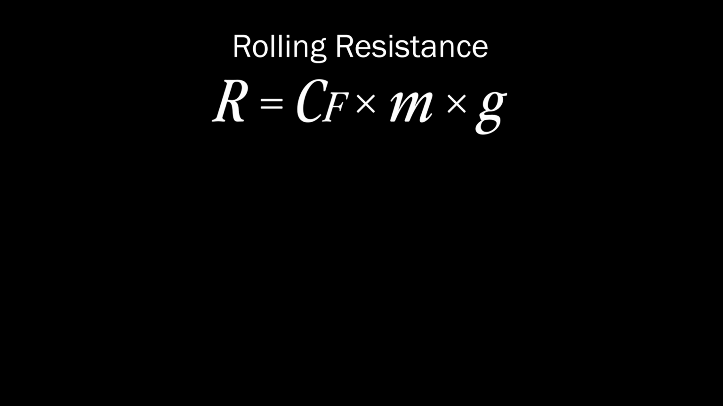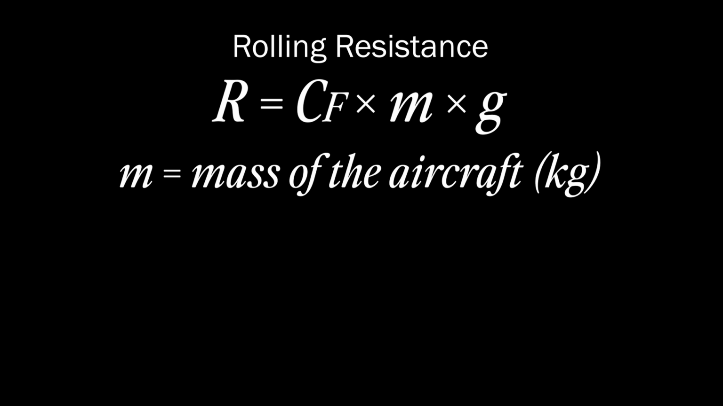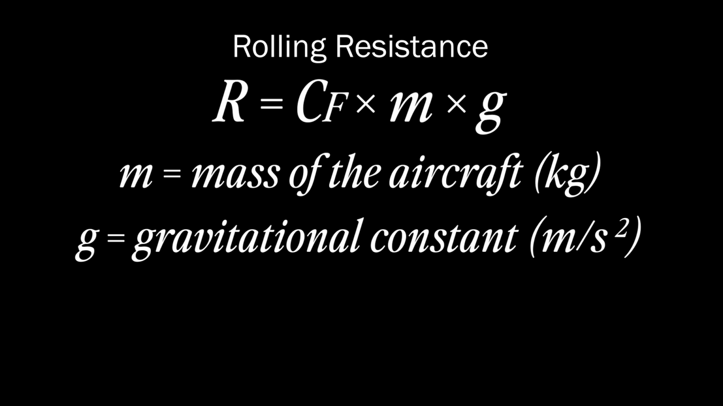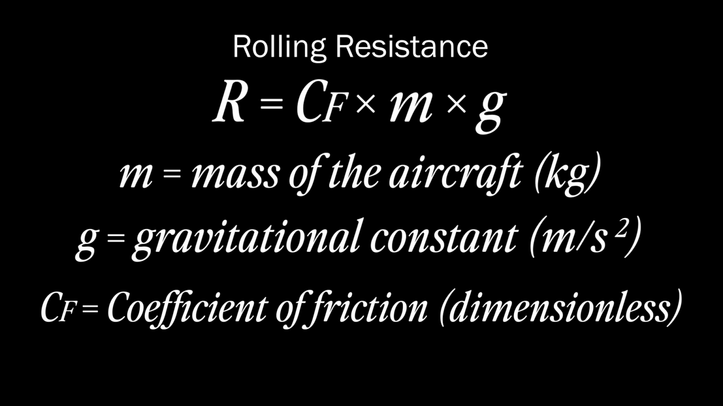The formula for rolling resistance is Cf times m times g, where m is the mass of the aircraft, g is the gravitational constant, and Cf is the coefficient of friction, a dimensionless number used to correct the mass of the object attempting to be rolled for the amount of rolling resistance it should encounter.